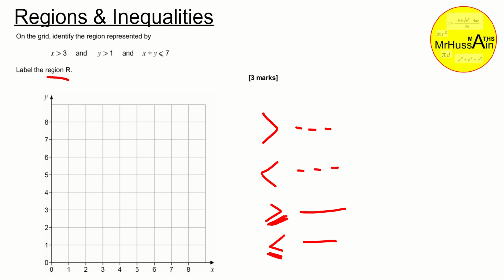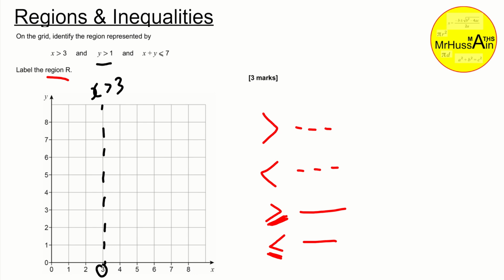Now, the typical mistake is, oh, the x-axis is horizontal, therefore x is greater than 3 is also horizontal. Wrong. x is greater than 3 is the line, or the dashed line, dash because it says greater than, is this. It's the line that goes through x equals 3.